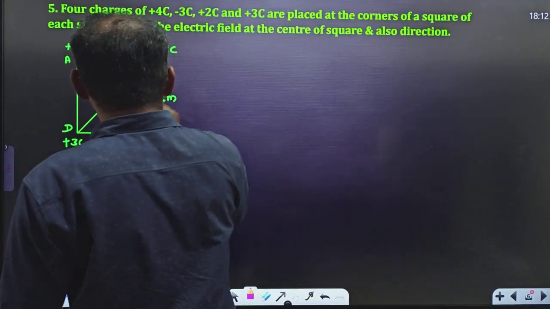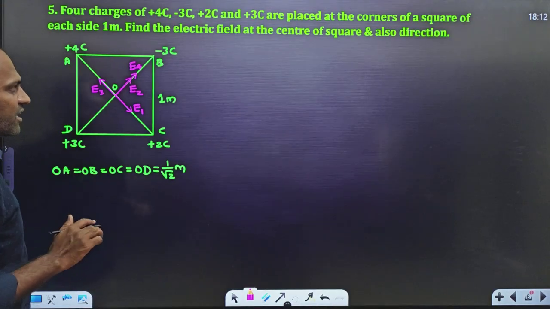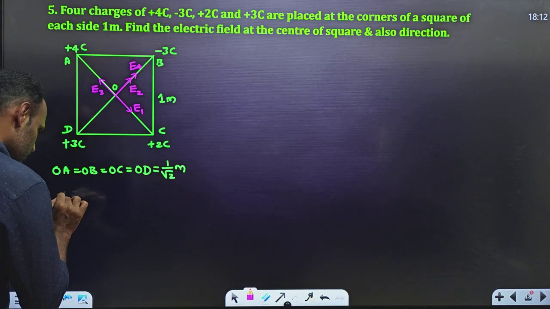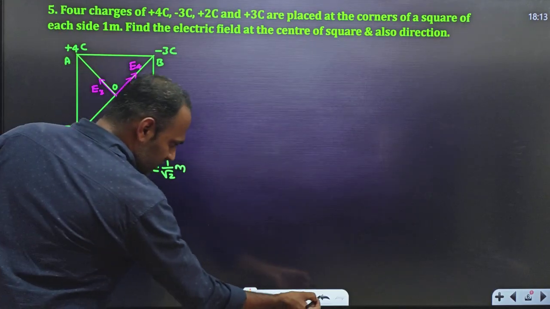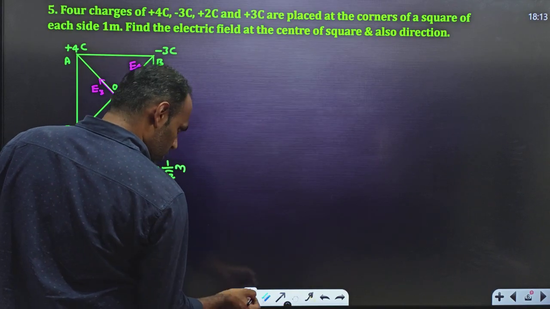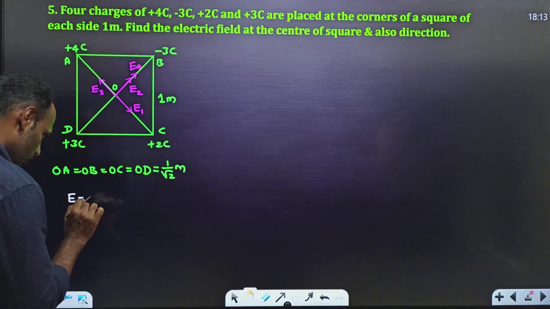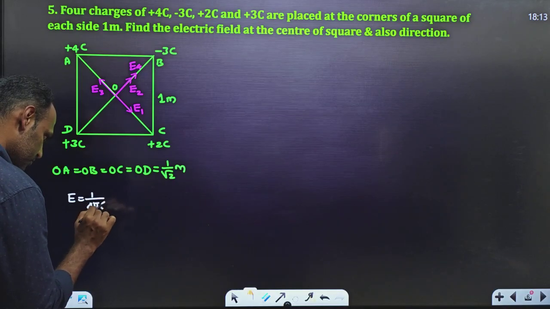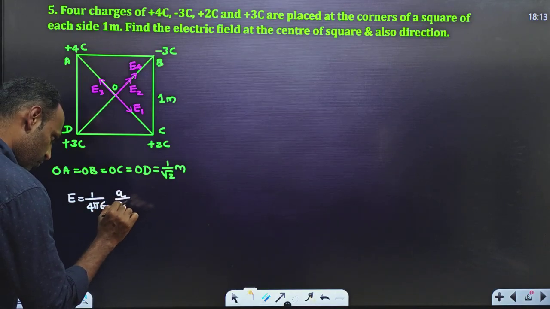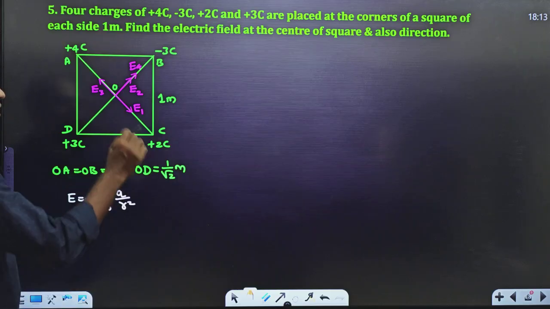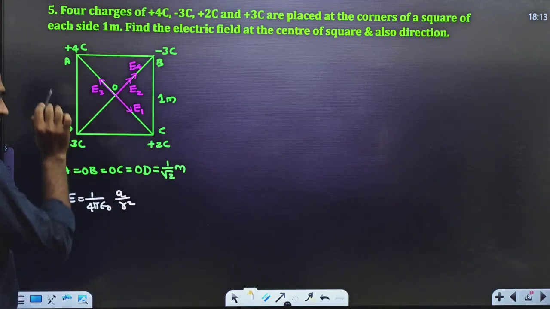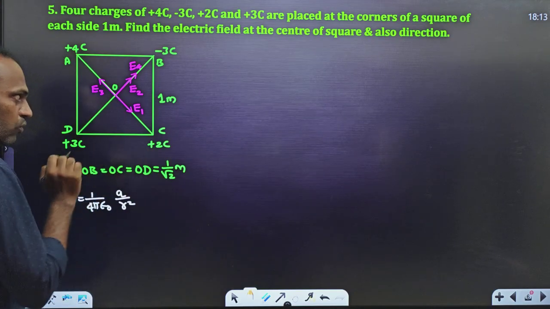To find E1, E2, E3, you have the formula, you have to use the formula. So the formula is E is equal to 1 by 4 pi epsilon naught Q divided by R square. Point charge is the formula. Substitute 4 coulomb, and distance is again the same, 1 by root 2.